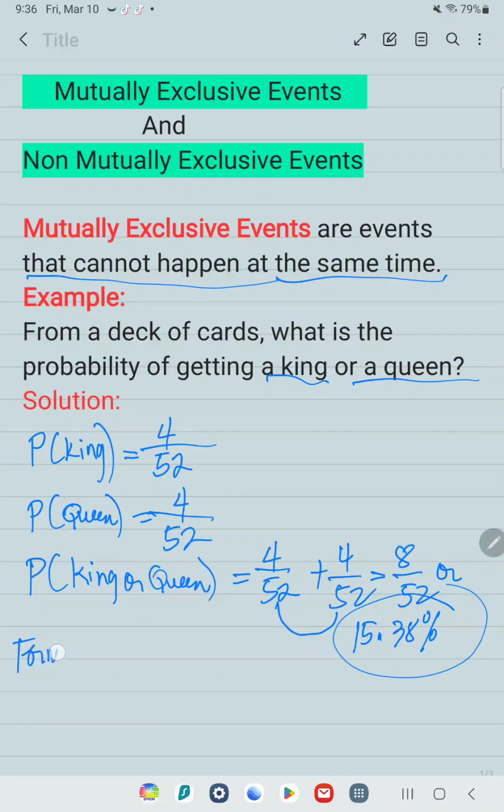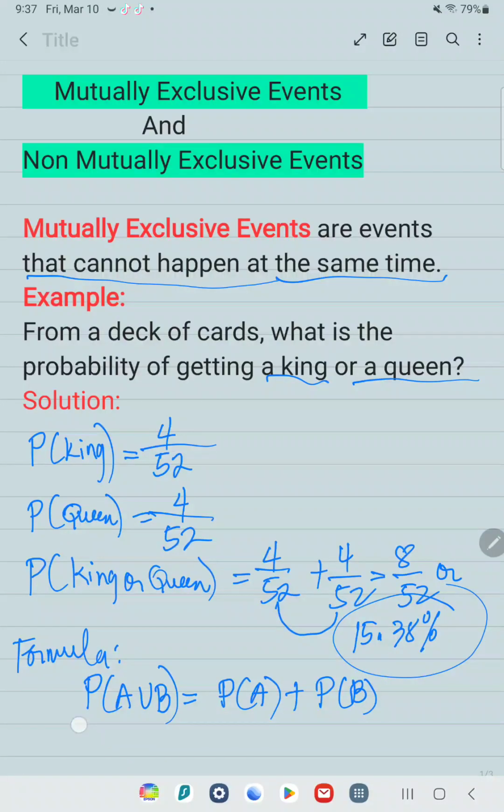Now, what's the formula for the mutually exclusive events? We have the probability of the first event, let's call that A, or, which means union, the second event, let's call that B. So the probability of A union B is equal to the probability of the first event, A, plus the probability of the second event, B. This is the formula for mutually exclusive events.